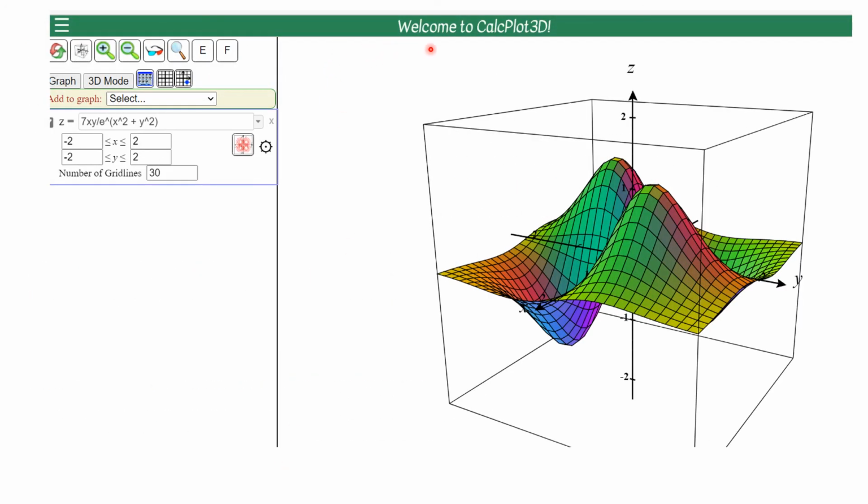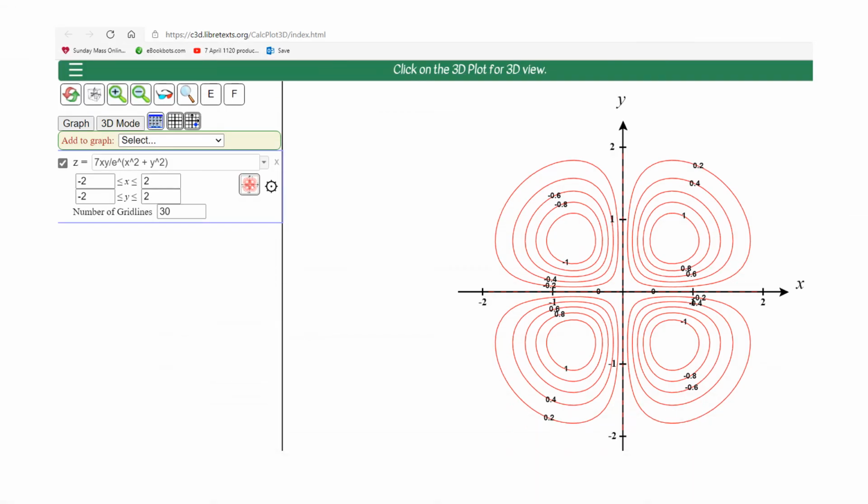I am going to just show you here what CalcPlot3D is, and you can just Google this, and this will take you to the site. It's free, and so you see you can graph very complex surfaces. And if you hit this button here, it will give you the contour map. And there are many functions here. I encourage you to go to the site and play around with it. And in fact, up here you can really see the site, the total site itself.